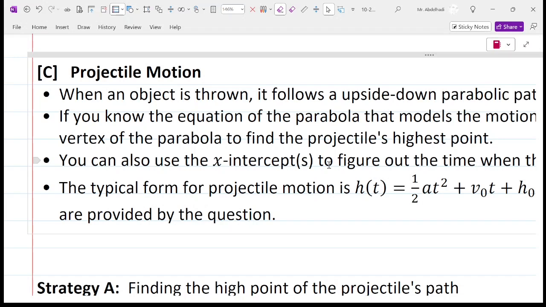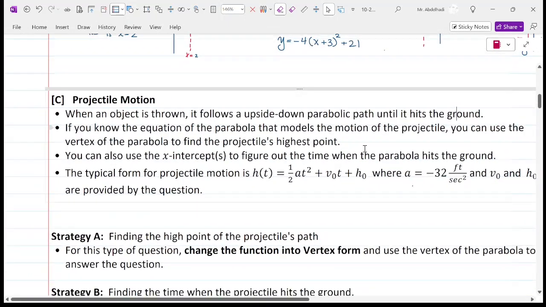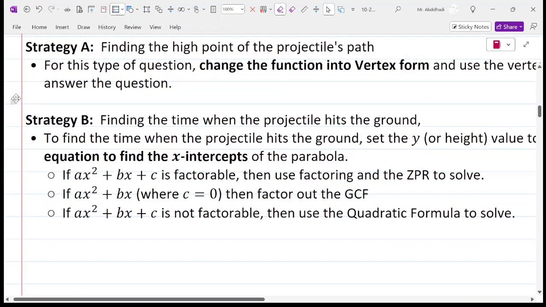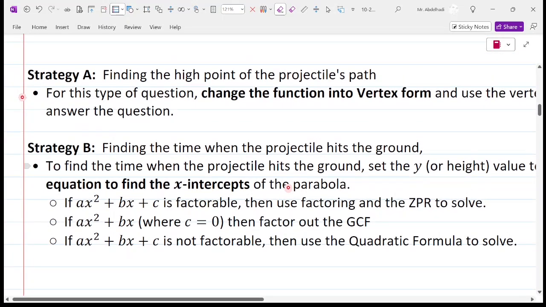Now the main two things that you're going to have to focus on when you're dealing with projectile motion, okay, the main two types of questions you'll be asked is, how high did the projectile go? What's the high point? Okay. Now, if you're talking about a parabola, where would the high point be? It's going to be at the vertex. So what they're asking you to do is to find the vertex of the parabola.